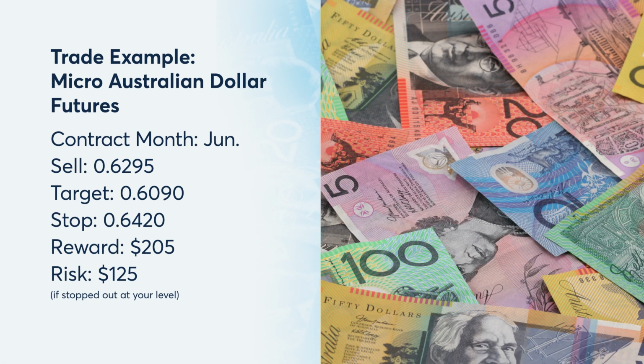If a trader believes the Australian dollar could continue its longer-term path lower from here, they could sell the June micro Australian dollar futures contract at 0.6295 and target a move to the February lows of 0.6090. Now, a stop for this trade can be placed above at 0.6420. This trade can make $205 if the target is reached and risks $125 if you're stopped out of your level.